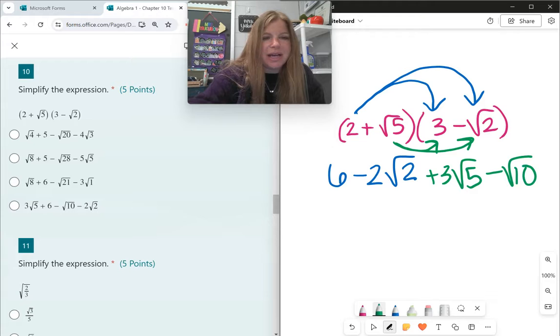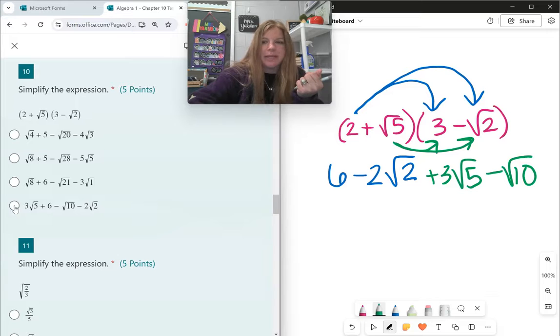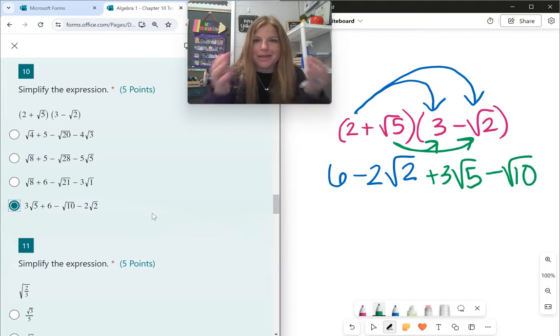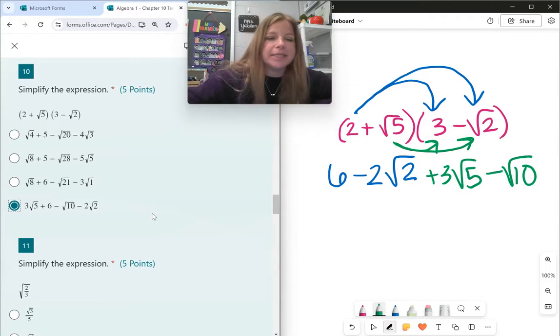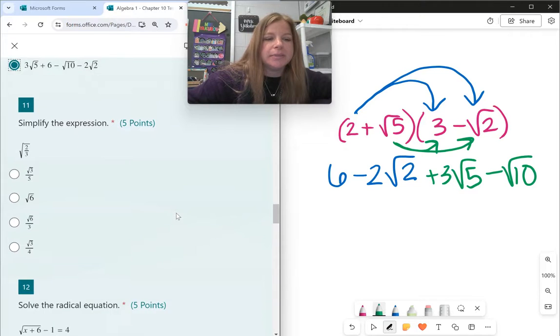Doesn't look like I can simplify any of these. Radical 2 can't be broken down, radical 5, radical 10. They're not like radicands, and so I'm actually just done. And the answer choice that matches my answer is the last one. I don't know why the answer choices have been the last one each time. That's so crazy. And that's my answer.